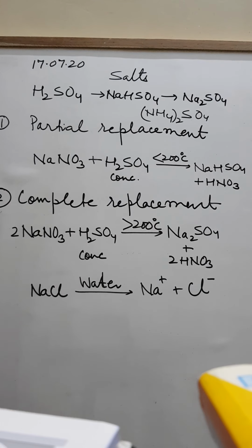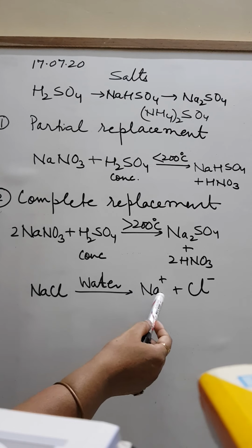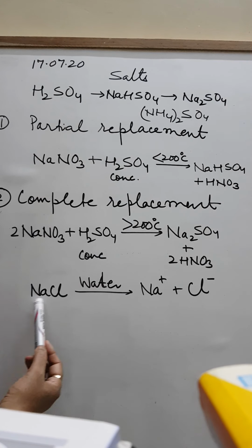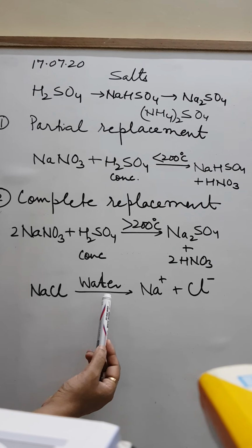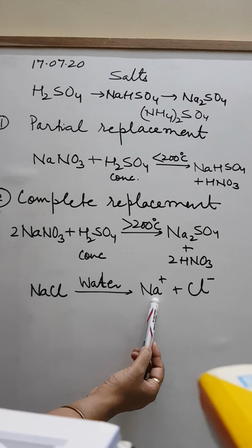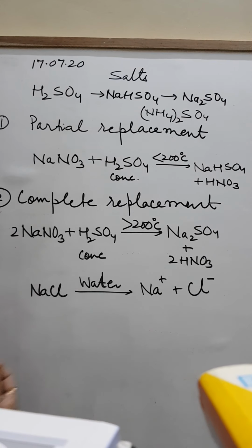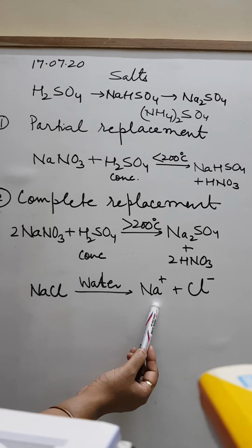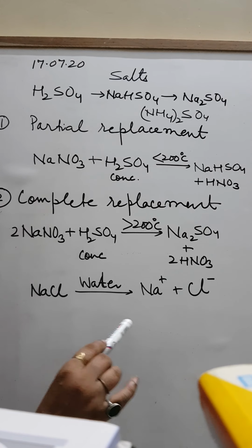That was one point. Then commonly we say the other definition. Salts are those compounds which when dissolved in water furnish cation other than H plus and anion other than OH minus. See example, I have taken NaCl here. I dissolved it in water. It breaks up into Na plus and Cl minus. So you see, I got cation other than H plus, anion other than OH minus.